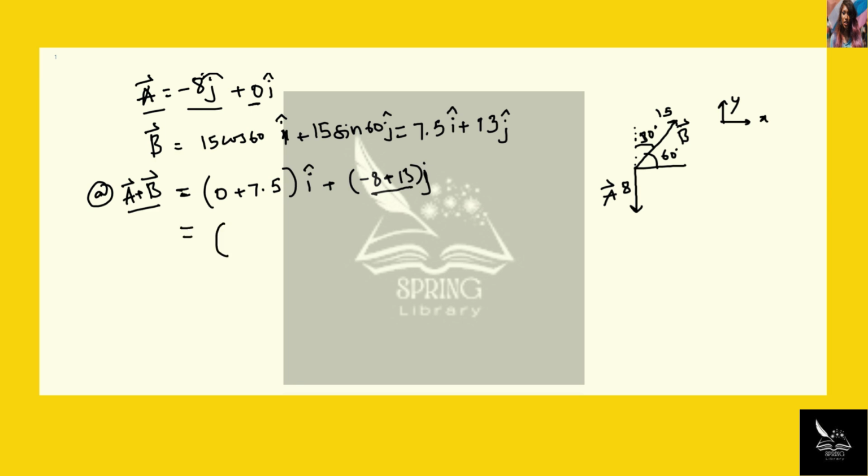Now, 0 plus 7.5 gives us 7.5 i cap plus 5 j cap. This is our A plus B. Now we can find its magnitude using Pythagoras theorem. It would be the square root of the sum of the squares of the individual components, that is the square root of 5 squared plus 7.5 squared, which turns out to be, if you put it in a calculator, almost 9 units.